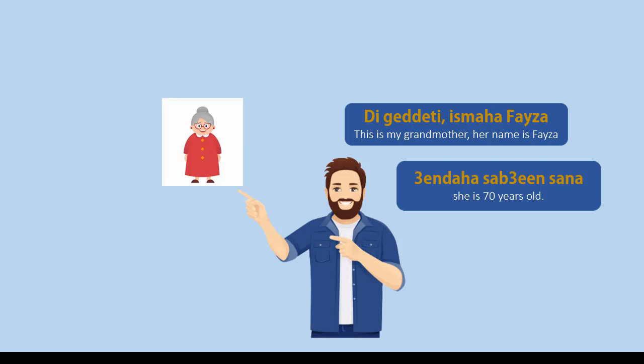عندها 70 سنة. She is 70 years old. So the same age as my grandfather. عندها. So the word عندها means she has 70 years old. If you want to say he has it is عنده, but she has عندها 70 سنة. Alright. So I'm gonna say the two phrases faster. دي جدتي اسمها فايزة عندها 70 سنة.